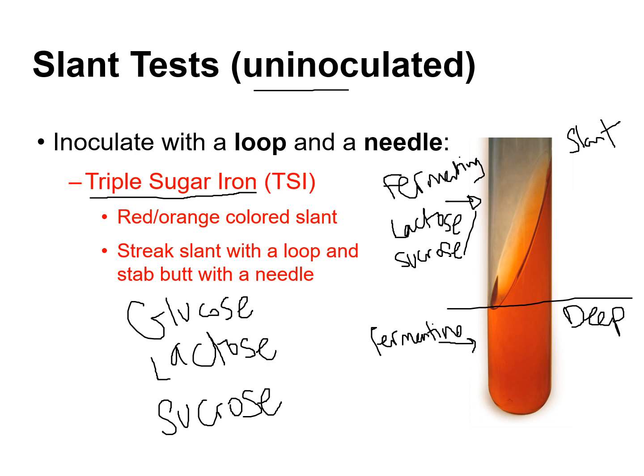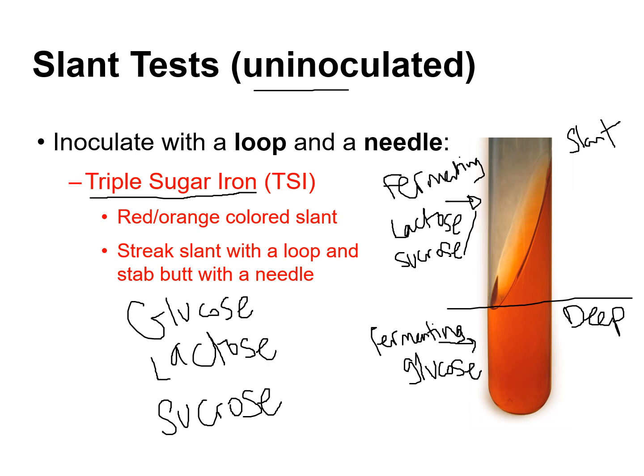Okay, so down here, based on the color change, and we'll talk about the color changes. You look at the bottom portion to figure out whether your bacteria is capable of fermenting glucose. You look at the upper half, that slant part, to figure out whether your bacteria is capable of fermenting lactose and sucrose, or lactose or sucrose.